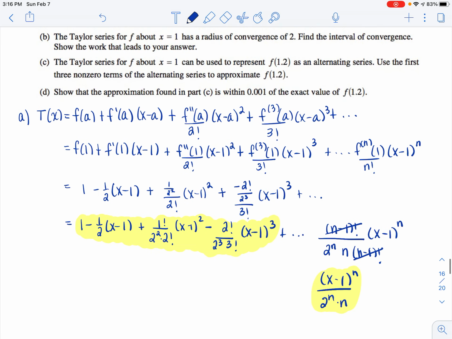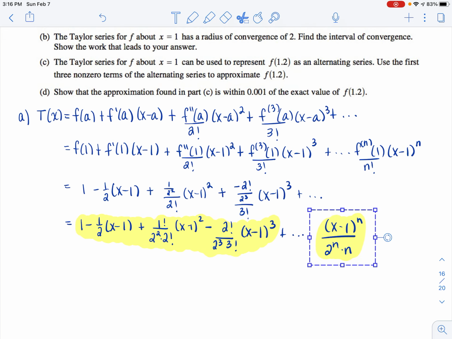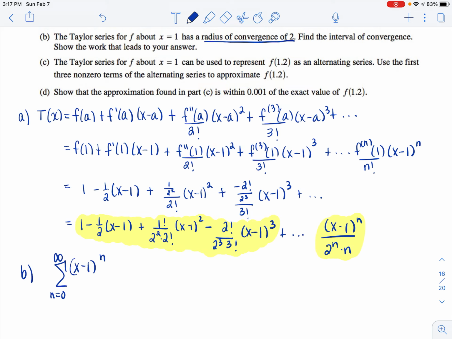Okay, so it says for part B, the Taylor series for f, and you know what, I'm going to move this up. So I'll move this out of the way. Move this up. So it says the Taylor series for f has a radius of convergence of 2. Find the interval of convergence and show the work that leads to your answer. So imagine for part B, we have the sum from n equals 0 to infinity, x minus 1 to the n, all over 2 to the n times n.